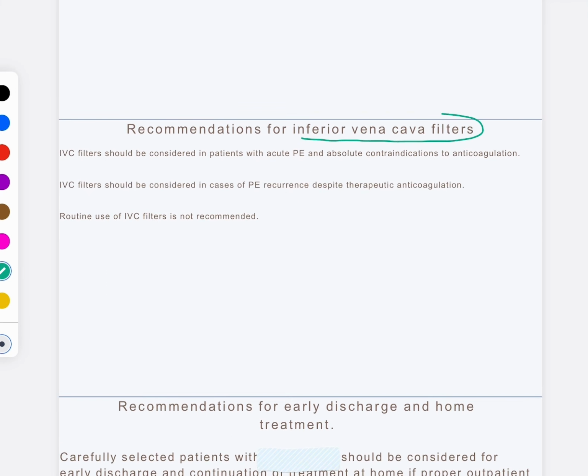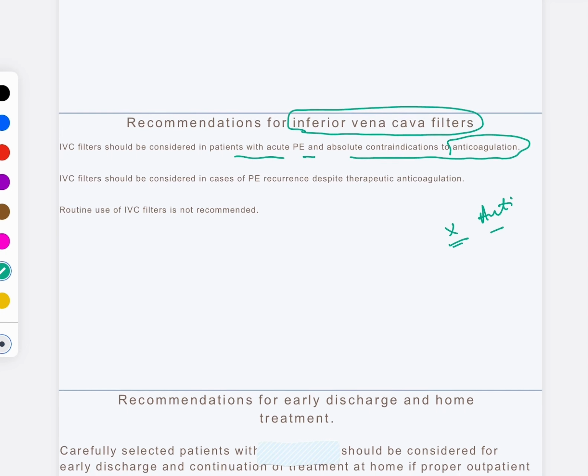Recommendations for inferior vena cava filters. IVC filters should be considered in patients with acute PE and absolute contraindications to anticoagulation. If there is an absolute contraindication to anticoagulation, you cannot give it, then an IVC filter can be used, or IVC filters should be considered in case of PE recurrence despite therapeutic anticoagulation. So first of all, if anticoagulation is contraindicated. Second, if there is a recurrence, but routine use is not recommended.